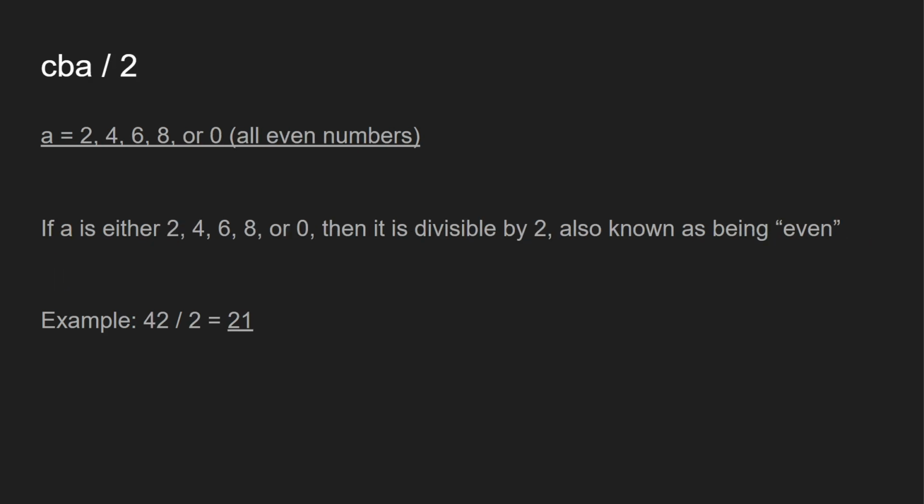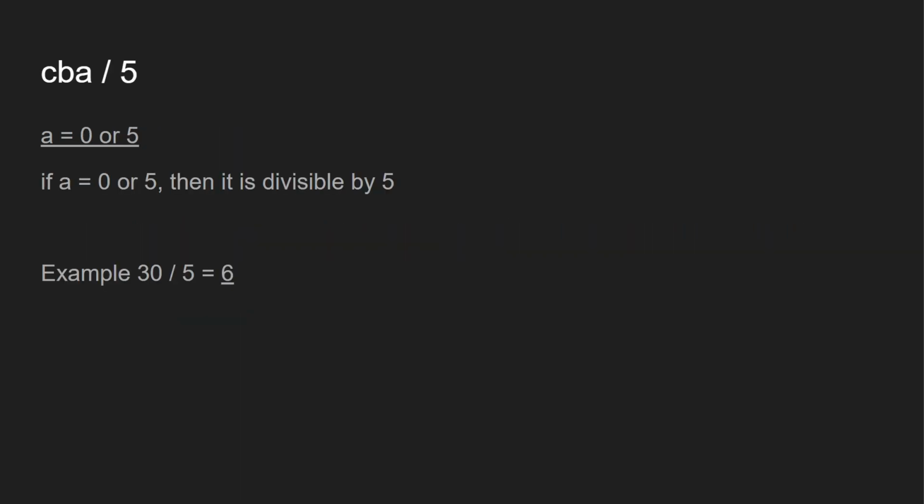Divisibility by 2. This is the same thing as being even. As long as the final digit is either 2, 4, 6, 8, or 0, then the number is divisible by 2. 42 is divisible by 2 because it gives us 21, and 21 is an integer and not a decimal. Again, this is so simple, I don't think I need to explain it.